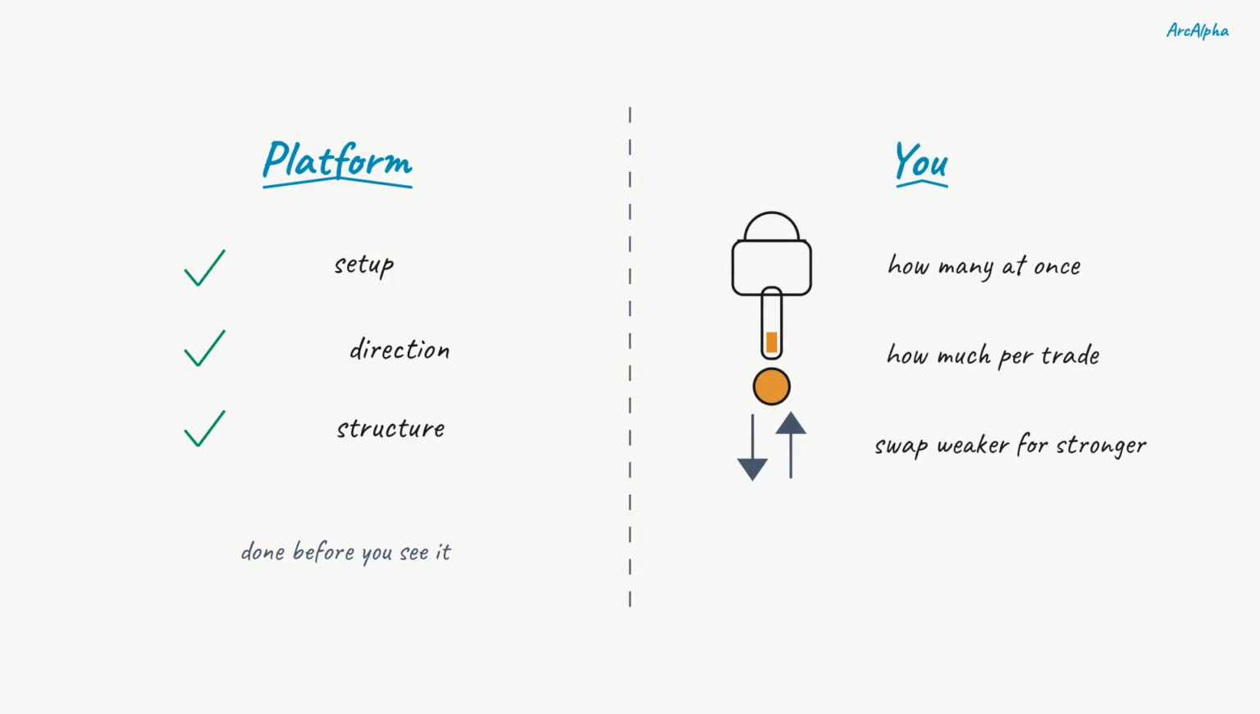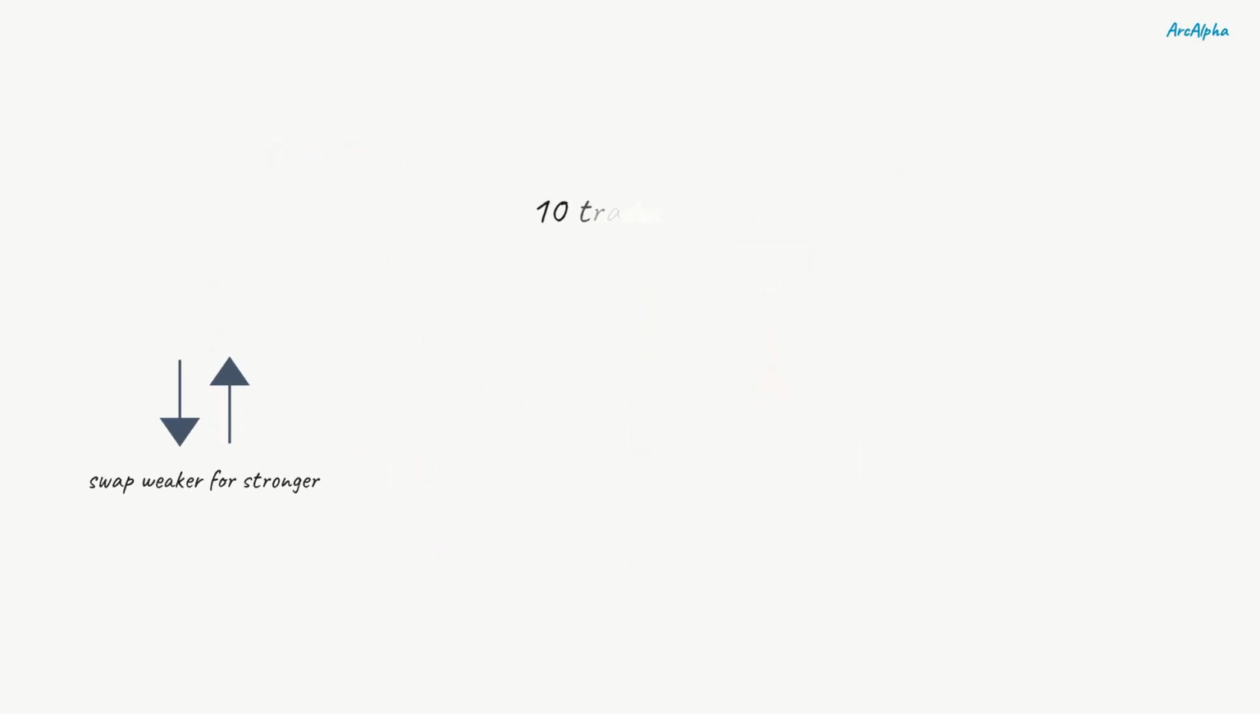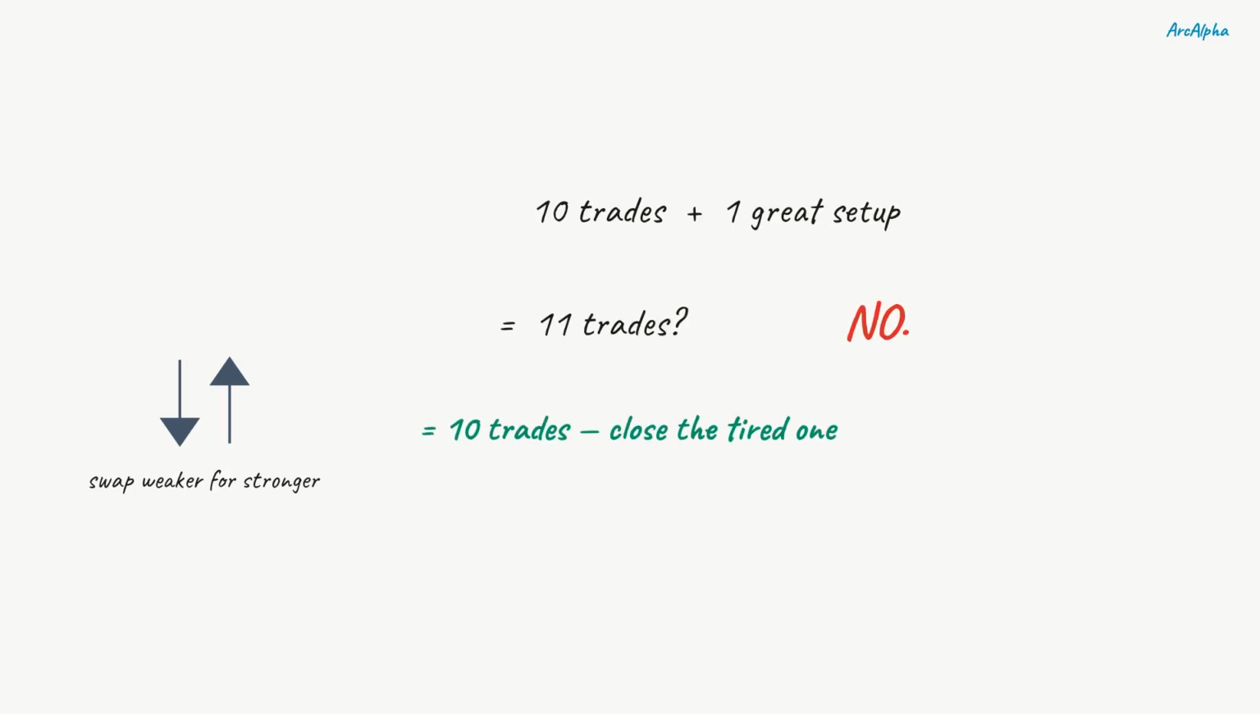3 decisions sit on your side of the line. How many trades you're willing to carry at once. How much risk per trade, the 1% floor from video 1. And when a newer, better setup should replace a weaker open position you're already holding. That last one matters. A clean setup on your screen and a tired position you've been babysitting is not a case for 11 trades. It's a case for 10 by closing the tired one first.